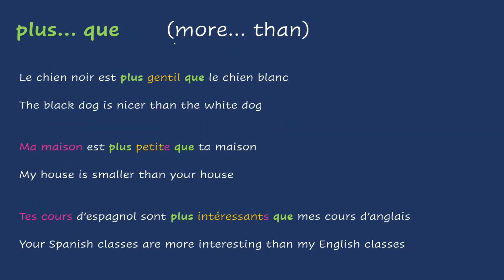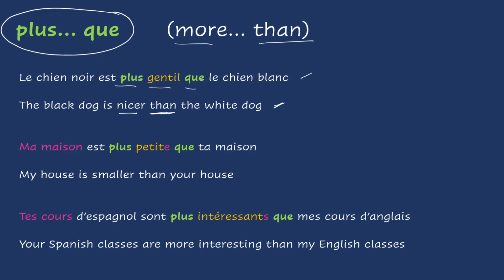So if you want to say more than in French, you are going to use plus que. For example, if you want to say the black dog is nicer than the white dog, we are comparing two dogs, a black dog and a white dog. You are going to say le chien noir est plus gentil que le chien blanc. So to say nicer or more, you are going to use plus here and then que that represents then. So plus is placed in front of the adjective and que is placed behind the adjective.